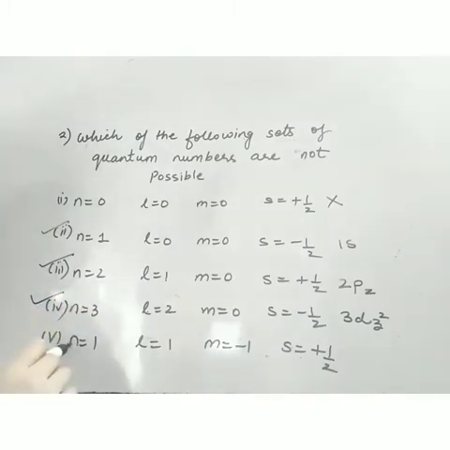The last is n is 1, L is 1. Now n and L cannot be equal because what is L? It is 0 to n minus 1. It is always having one value lesser. It means this set is not possible.